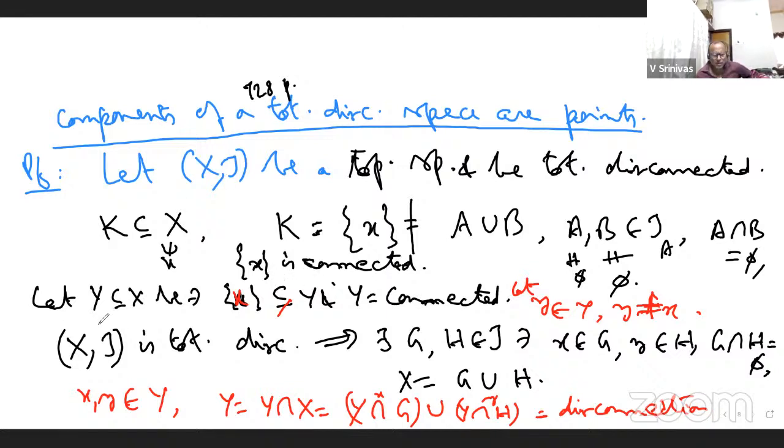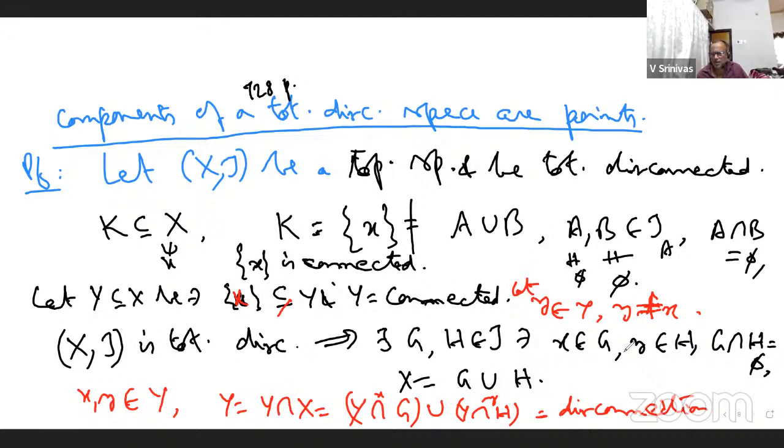Now, let us take a larger superset of the singleton and assume that it is connected. It leads to a disconnection. How? Because of this, there will be some y in capital Y distinct from small x. This you can choose, such a y other than small x. Now, corresponding to this pair x and y, total disconnectedness gives you two disjoint open sets G and H, a disconnection.